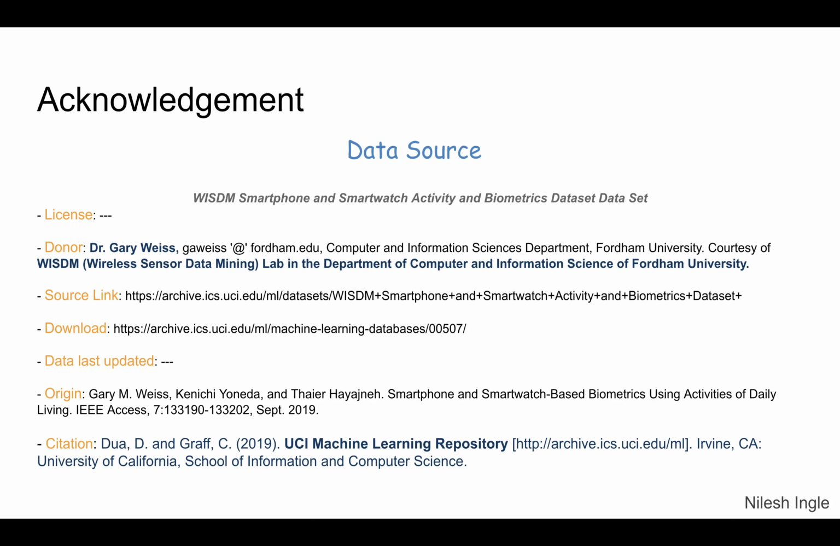Many thanks to the Wisdom Lab and the UCI Machine Learning repository for providing this data as open source. I'll put the links for the data in the description of the video so you can download it from there. The zip file that you download is large, around 300 megabytes. There is a PDF file in there that you definitely want to read to get an idea about what the data is about and how it was collected. It's a nice paper that you can read to get an intuition about what's in the data.